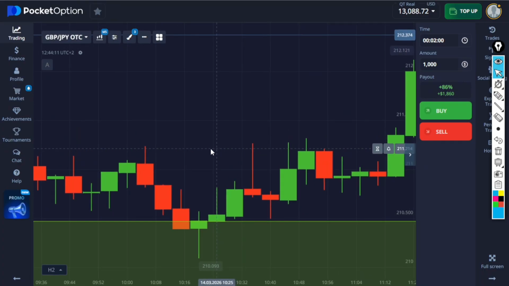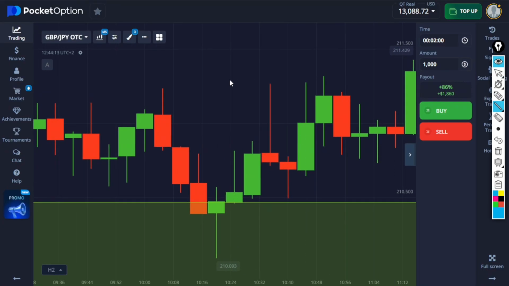So if we move over to the right, this now becomes the new lower high. And if we follow price, we got a push to the upside, a pullback, a push back to the upside, and a break of structure. Okay.